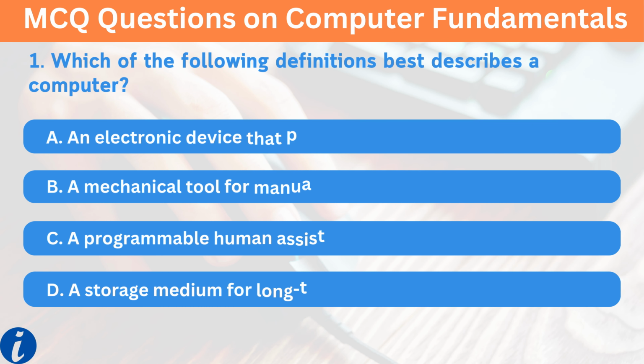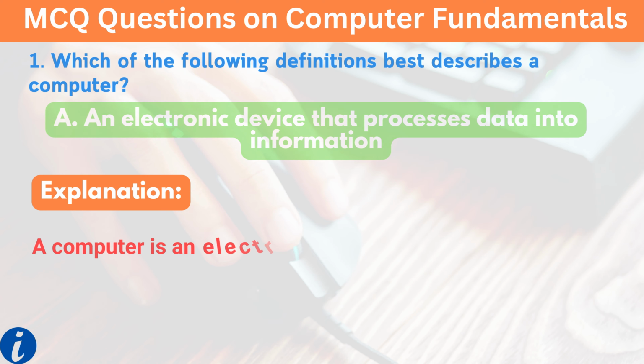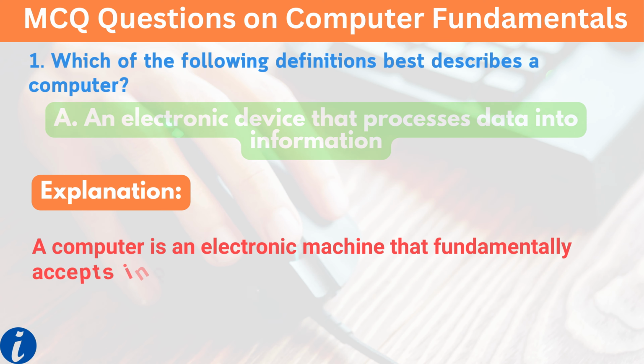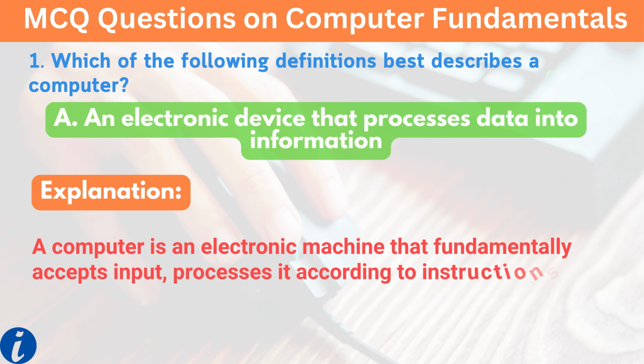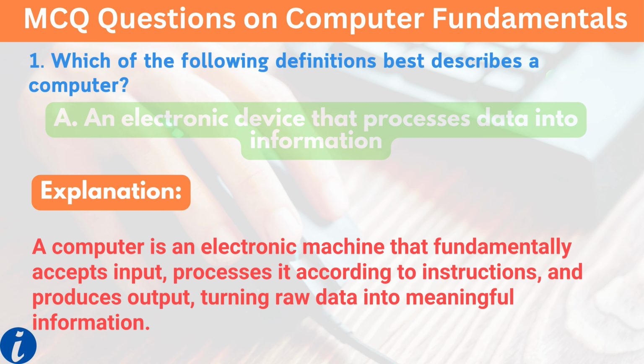1. Which of the following definitions best describes a computer? A. An electronic device that processes data into information. B. A mechanical tool for manual calculations. C. A programmable human assistant. D. A storage medium for long-term archives. The correct answer is A. An electronic device that processes data into information. Explanation: A computer is an electronic machine that fundamentally accepts input, processes it according to instructions, and produces output, turning raw data into meaningful information.